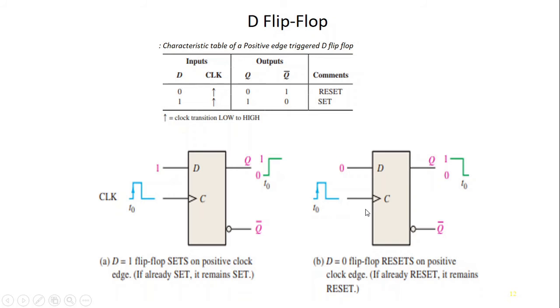Here if D is equal to 0, the flip-flop resets on the positive clock edge, and if it is already reset, it remains in the reset state itself. That is summarized in the characteristics table. And if the clock pulse is in the negative transition, or the negative edge, then it doesn't have any effect on the output. The flip-flop will remain in the same state.